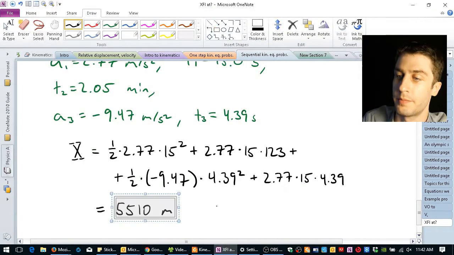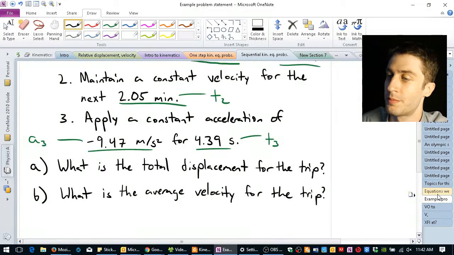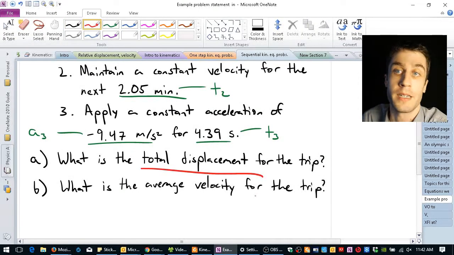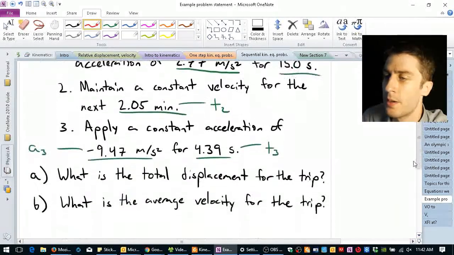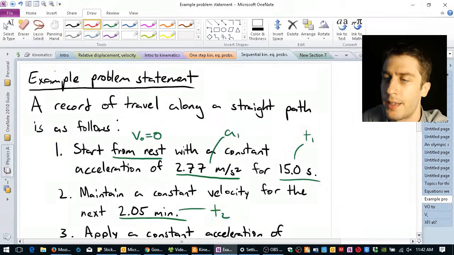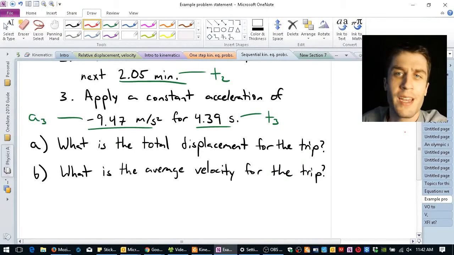Okay, so there's your answer for part A. Part A asked for, if you go back to the problem statement, always want to return to the problem statement to make sure that you're doing what they asked of you. Find the total displacement. That's capital X. Capital X is the total displacement. For part B, we're going to find the average velocity. We don't have that among our variables, but we have the next best thing. We're basically one step away from it.